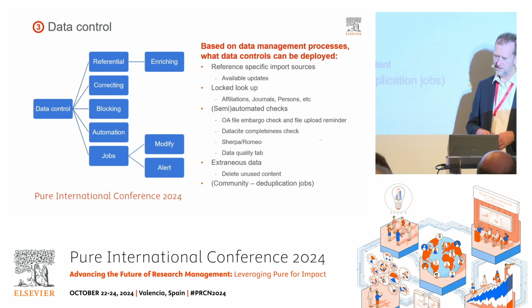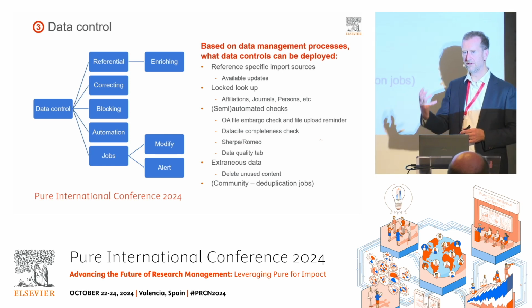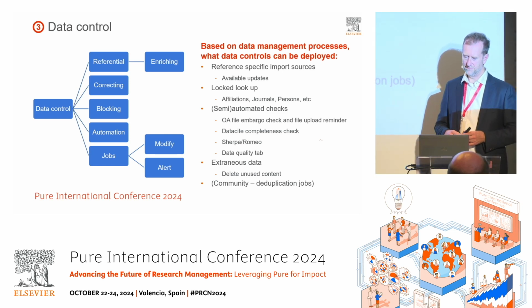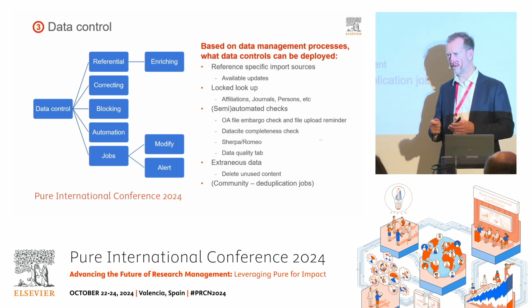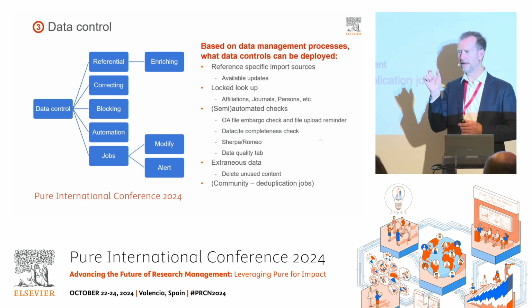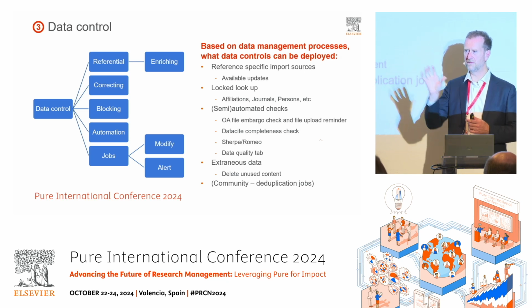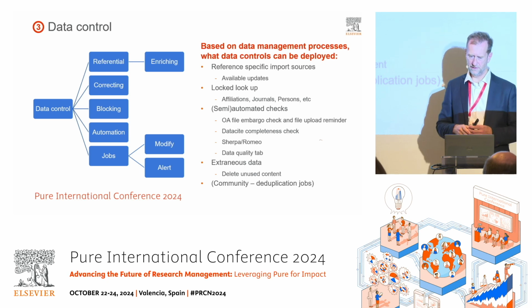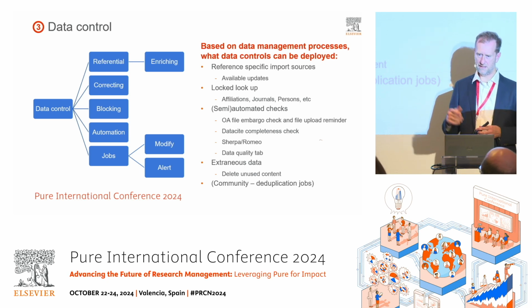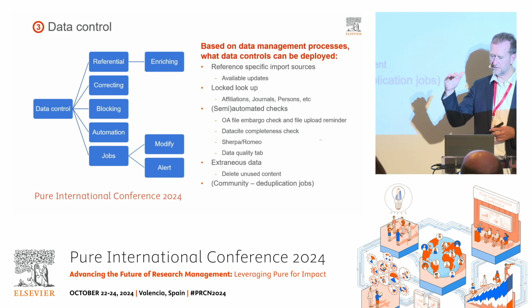The third one is data control. So once the data is in your Pure, how do you fix it? There are different types of data control. So the referential: am I able to compare it, and do I have a link of the DOI to the journal so that I can immediately compare the journal version with the version in Pure? There's the option to correct data. There's an option to block content.